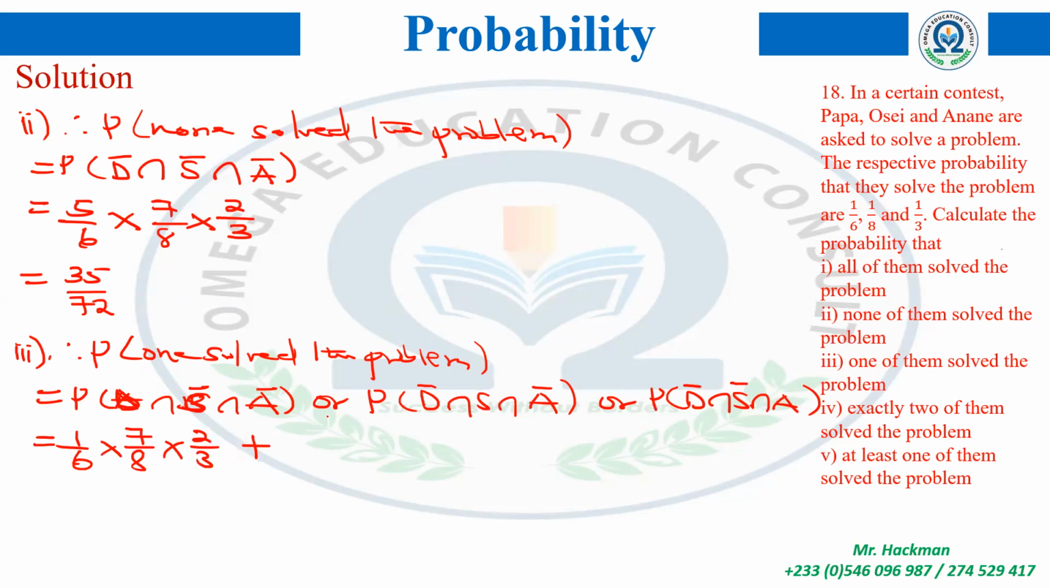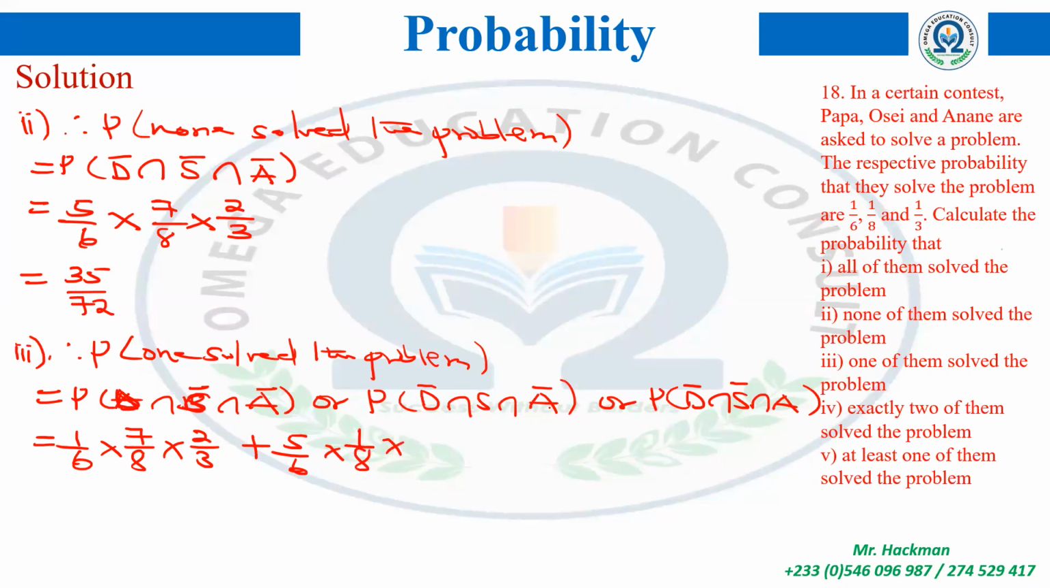5 on 6. Am I right? Yes, please. Okay, then times P of S. Remember, you are moving. P of S. S is what? 1 on 8. You have that data, so you just go and pick and substitute.